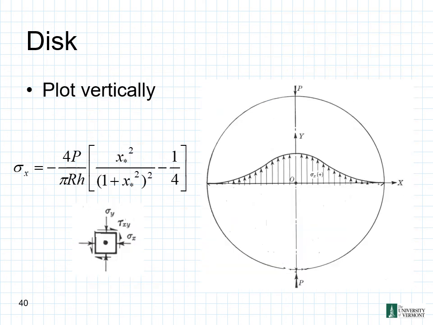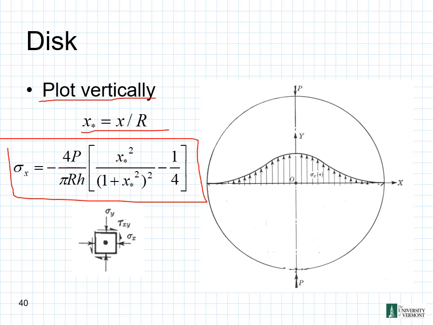On the last slide, we'll plot vertically based upon this relationship, this equation we had from the previous slide for our sigma sub x. We can see on this plot where we have our loads on the edge of each of the disks, our P and our P. There's our x-axis going across, there's our origin at the center, and there's our sigma sub x as we plot it under this curve.